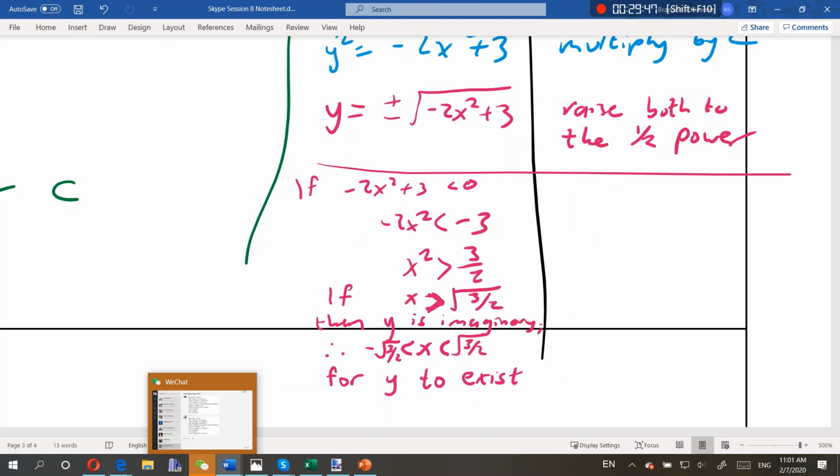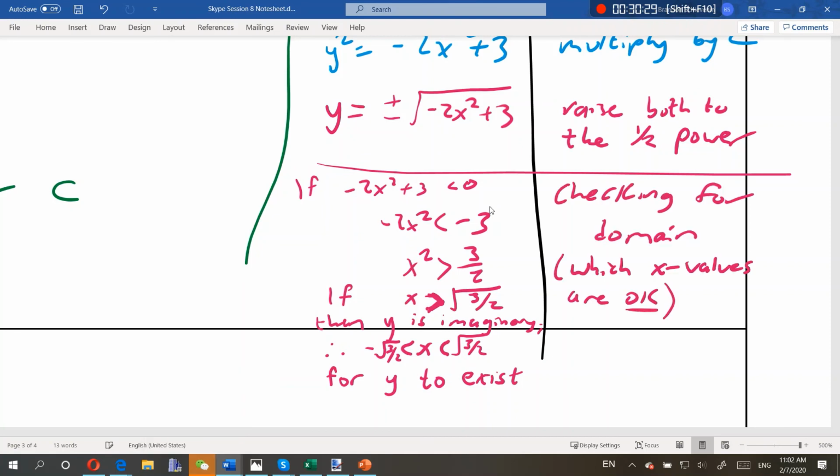But what's the domain? Domain is which x values are okay. For what x values would this function actually exist? What x values can I plug into this function? Okay, so I kind of checked for the opposite. I said if we are less than 0 underneath the square root, then our function cannot exist. So if x is greater than root 3 over 2, we will not exist.